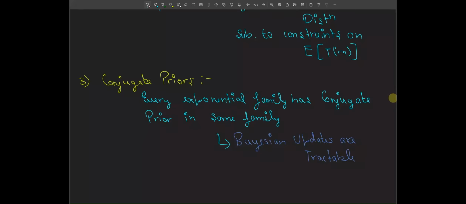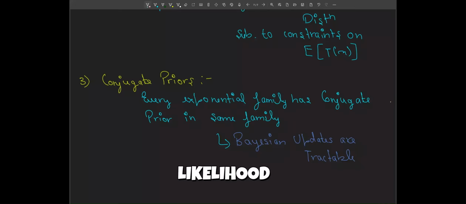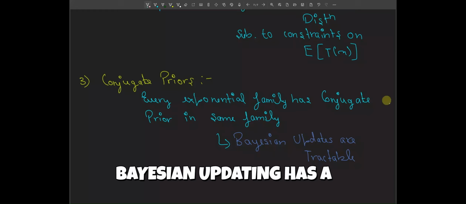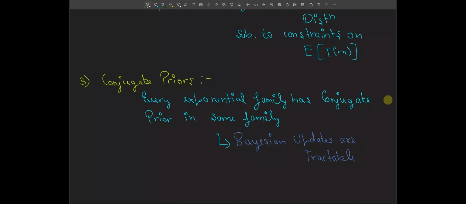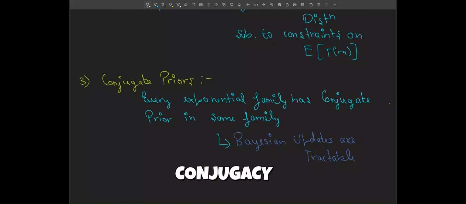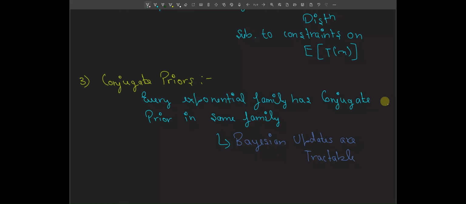Now the last is conjugate priors. Every exponential family has a conjugate prior in the same family. Bayesian updates are tractable. In Bayesian inference, if your likelihood comes from the exponential family, you can always find a prior such that the posterior stays in the same family. That means Bayesian updating has a closed form solution. No intractable integrals, no approximations needed. This property, conjugacy, is an exponential family result. It's not a lucky coincidence for specific distributions. It's a guarantee that comes with the structure.